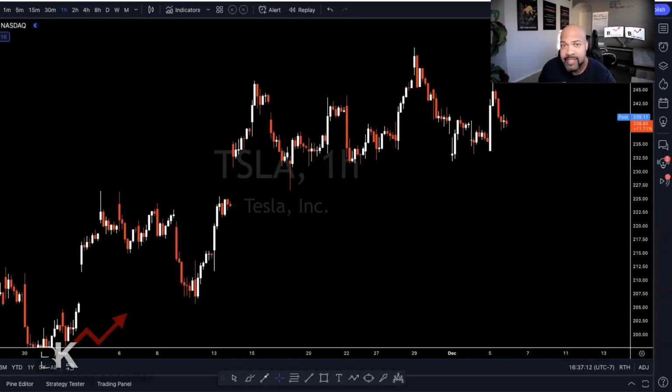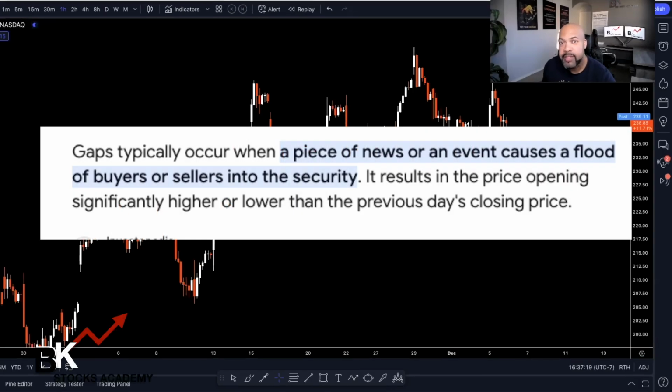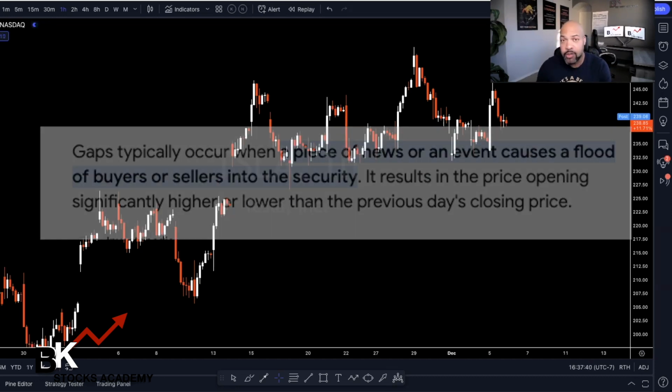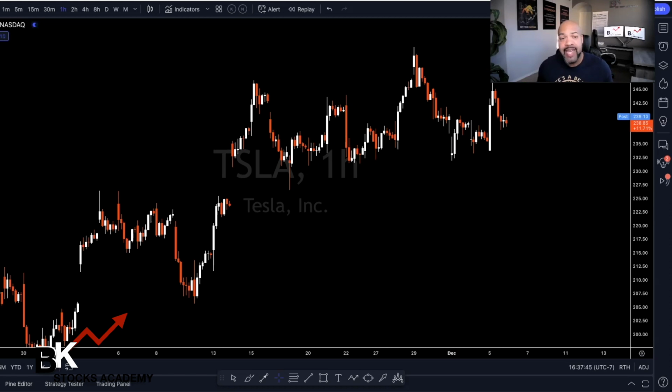So according to Investopedia, gaps typically occur when a piece of news or an event causes a flood of buyers or sellers into the security. It results in price opening or closing significantly higher than when it originally closed the previous day. So let's go ahead and watch an example on Tesla.